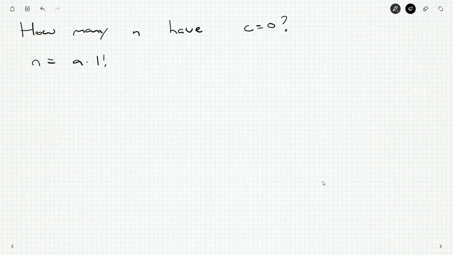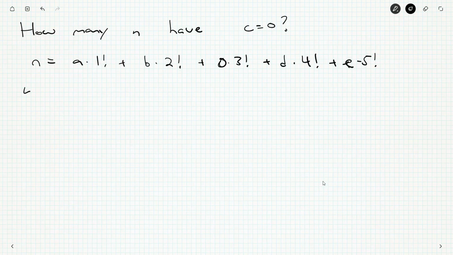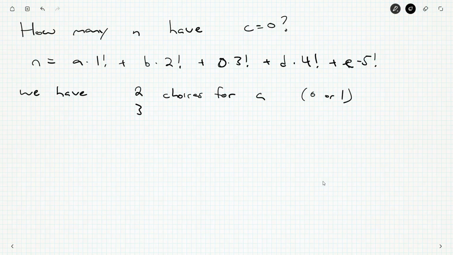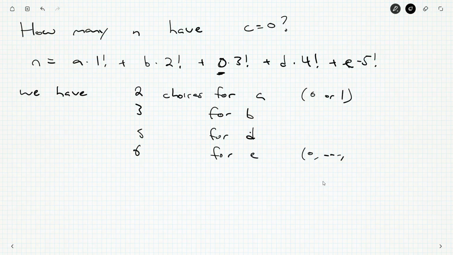if n is a times 1 factorial plus b times 2 factorial plus c times 3 factorial plus d times 4 factorial plus e times 5 factorial, and we'll change the c to a 0, we have two choices for a, 0 or 1. 3 choices for b. We would have 4 choices for c, but we don't. c is fixed. We have 5 choices for d and 6 choices for e, 0 all the way through 5.